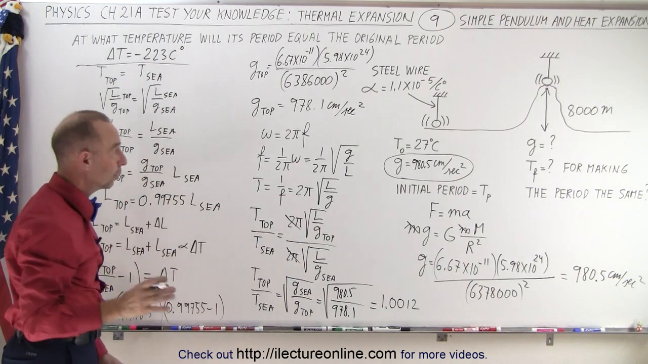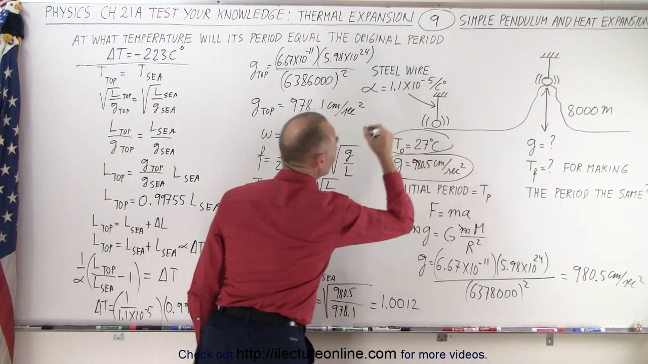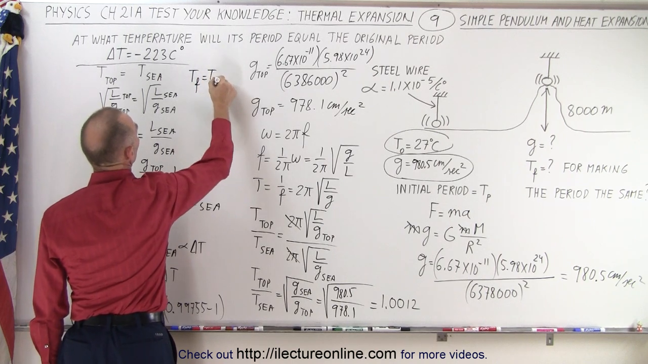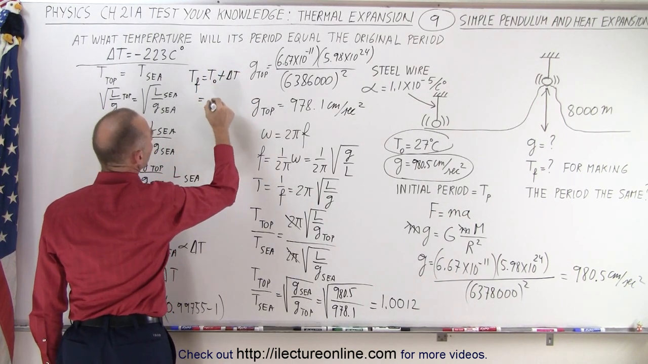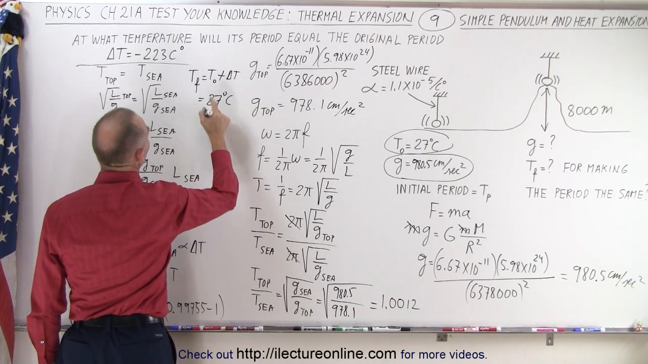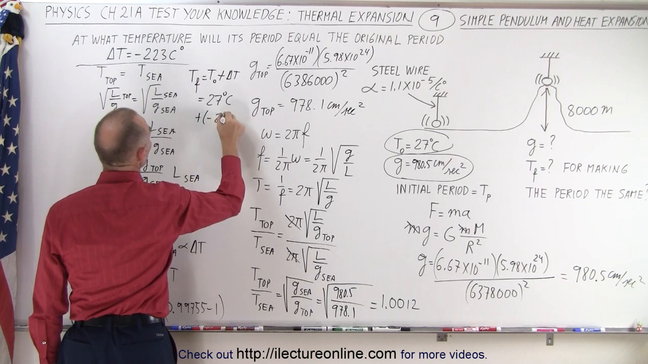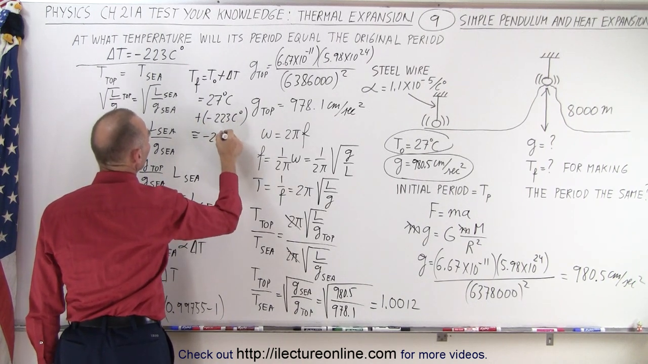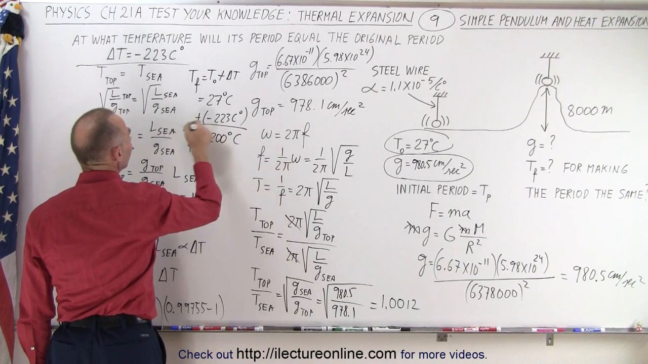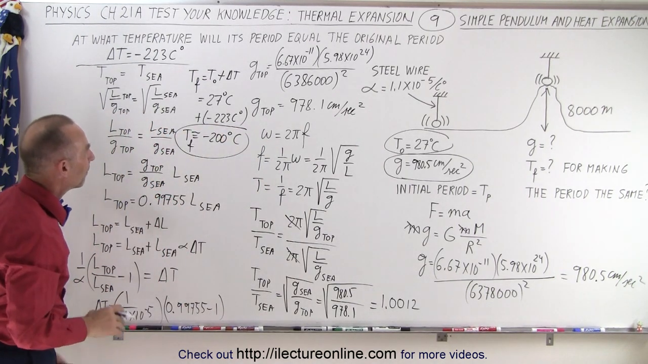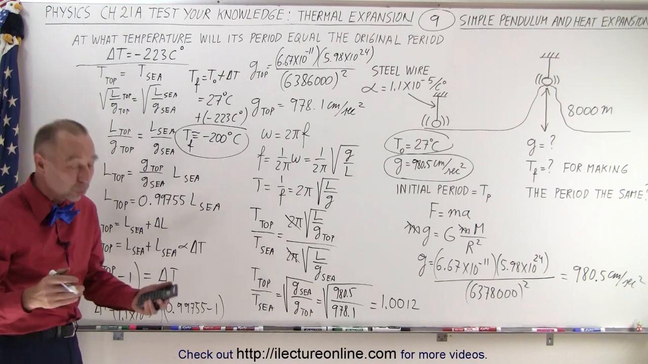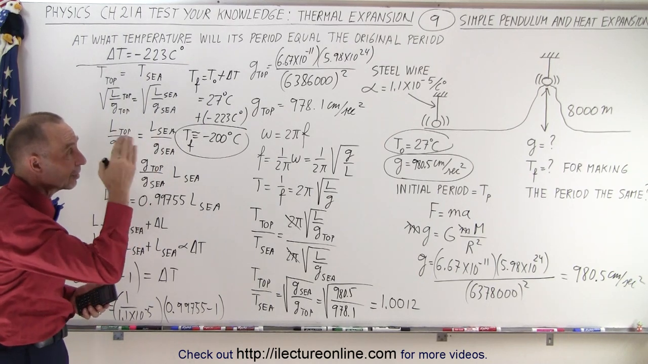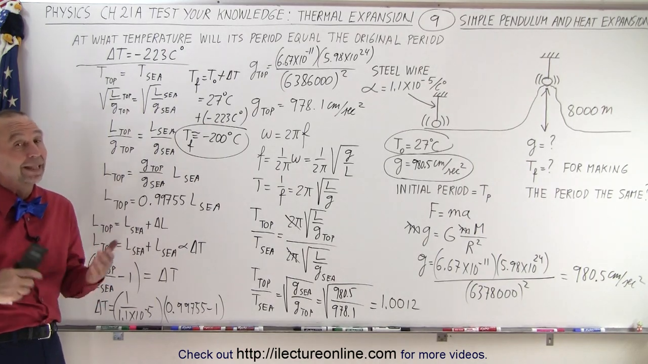centigrade degrees. Now, notice that we started at 27 degrees centigrade, so that means that T final equals T initial plus delta T, which is equal to 27 degrees centigrade plus a negative 223 centigrade degrees. And so that means that we're down to about minus 200 degrees centigrade for the final temperature, approximately 27 minus 223 centigrade degrees. So we have to cool the pendulum down to about 200 degrees below zero in order for the period to be the same at 8,000 meters compared to what it is at sea level. And that is how it's done.